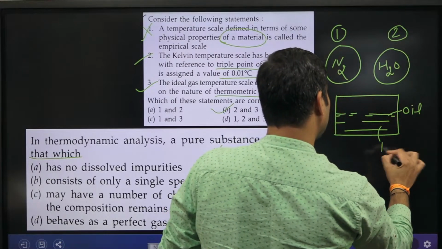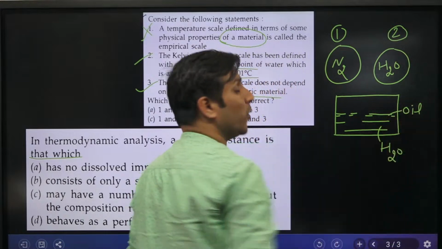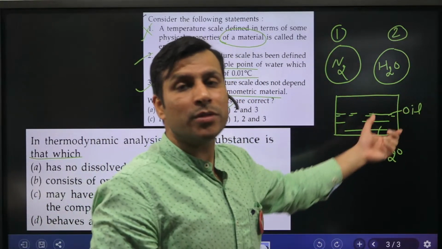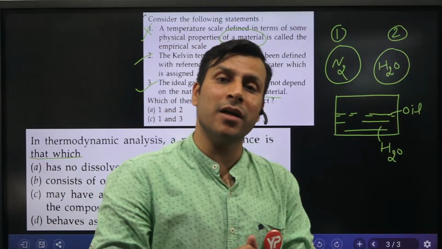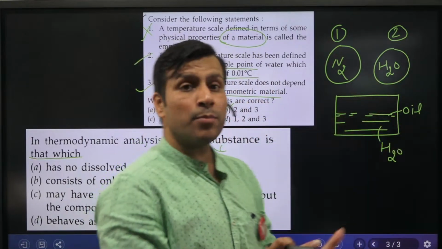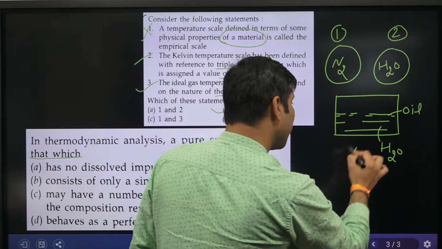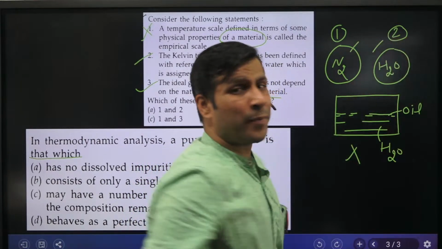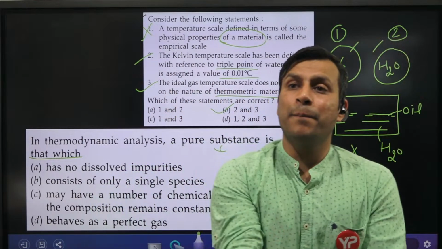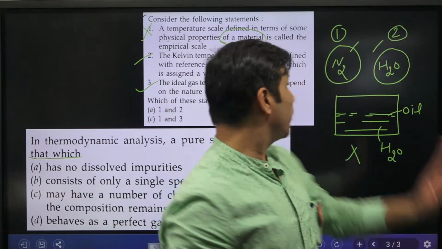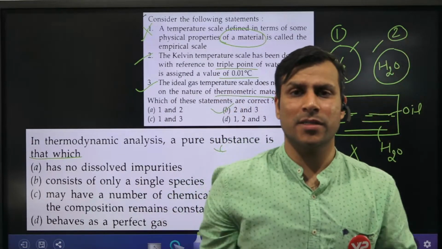Suppose at the top of the water you are having oil. Can you say this is a pure substance? No, because they are not homogeneous in chemical composition. Their chemical composition is not the same, so this is not a pure substance, but these are pure substances. Any pure material, like pure copper, pure aluminium, pure nitrogen, pure water, is a pure substance.